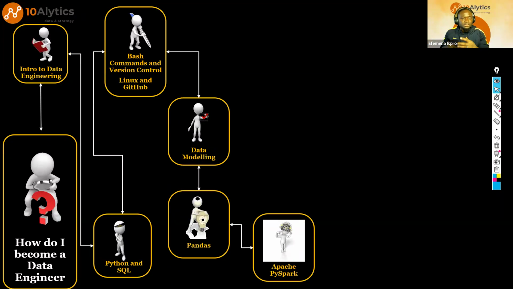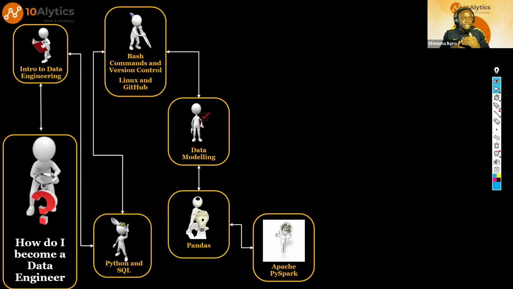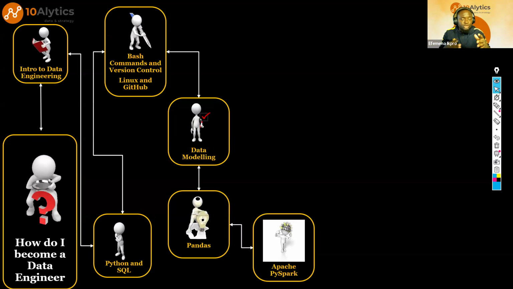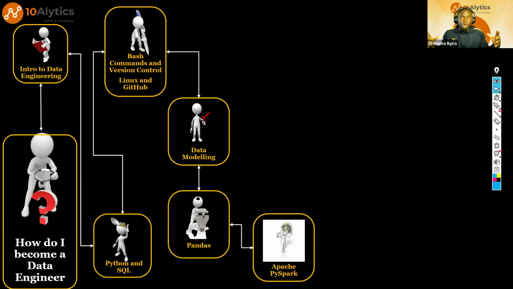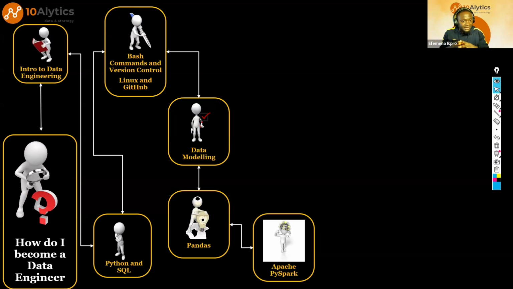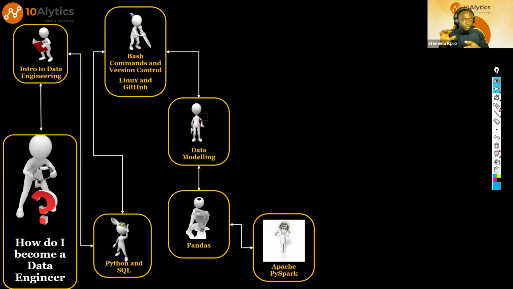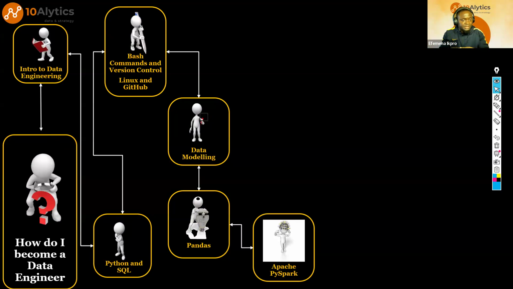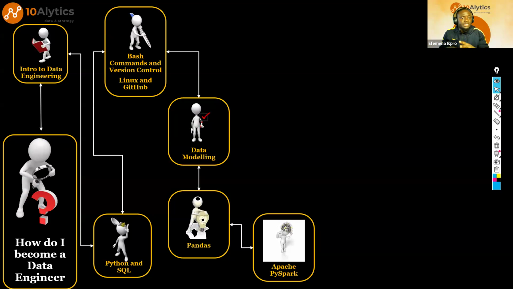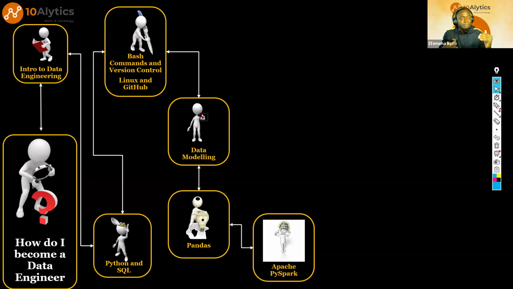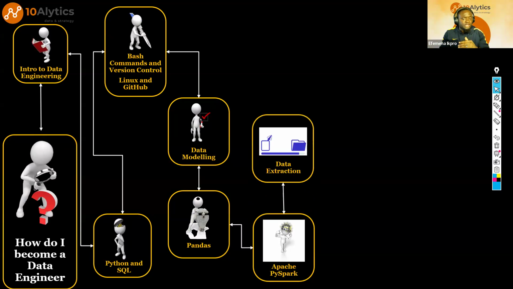So as you're working on all these things, introduction to data engineering, you move to Python and SQL. You work on projects in Python. You work on projects in SQL. You work on projects in Python and SQL together. That's at least 3 projects off the top. Now you move to bash commands and version control. You can start to work on projects in that aspect also. You move to data modeling, you have projects. Pandas, you have projects. Apache PySpark, you have projects. You see how you're going to be building a repository of projects as you learn, as you go on.